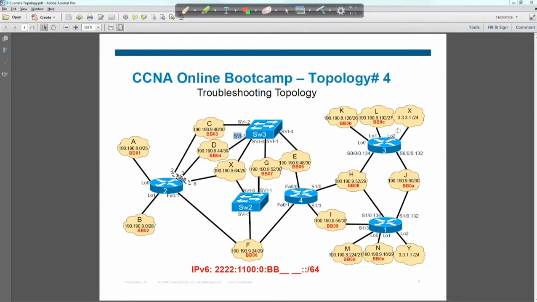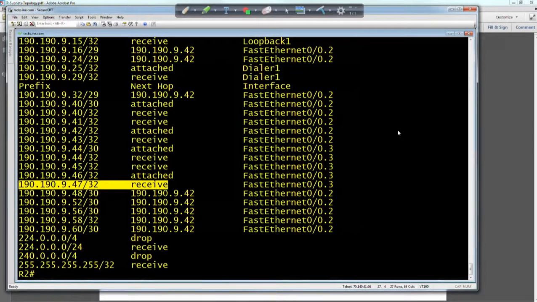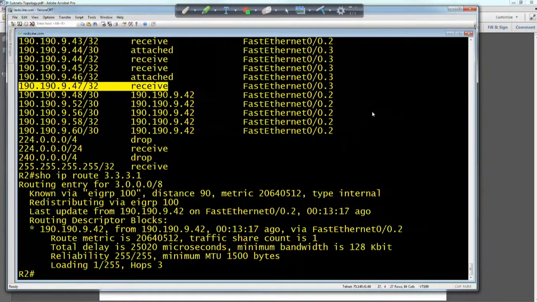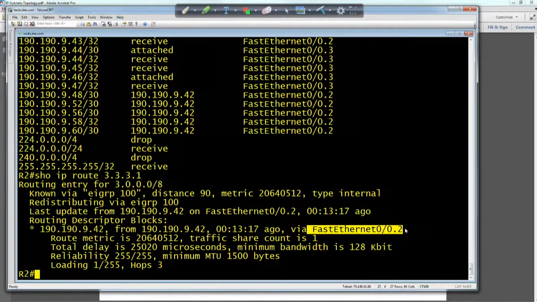All right, so let's go into R2 again. Show IP route 3.3.3.1. That's the actual address. How would you get there, R2? And R2 says, well, this is the best route that I have, and I would go out FastEthernet 0/0.2 to get there.